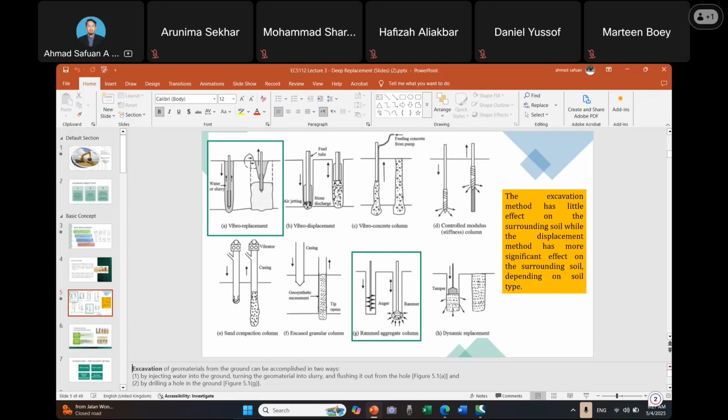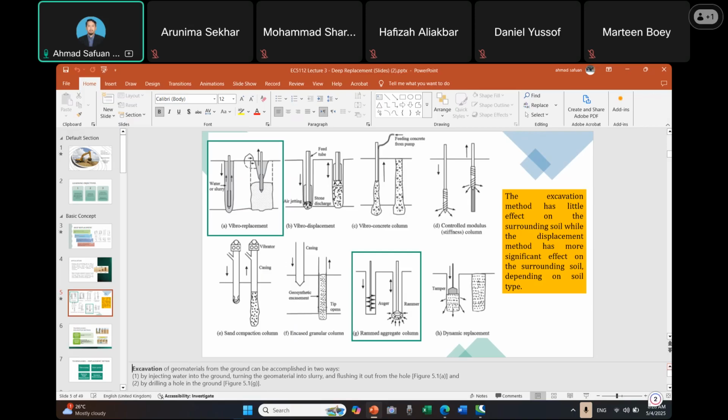And flushing it out from the hole. So later on, they will replace the geomaterial, or existing material, with any type of strong and stiff material.